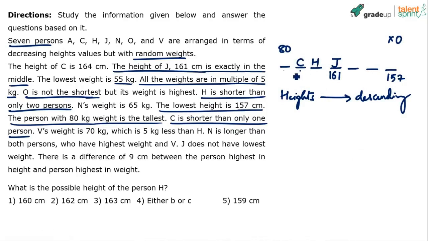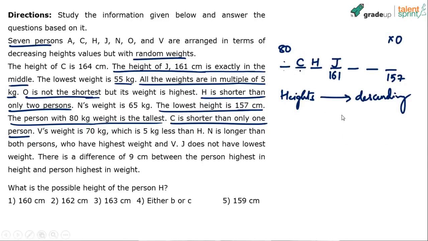Now it becomes, right, C is shorter than only this person. This is the tallest person. C is the second tallest. C is shorter than only one person, the one who comes here. C is not shorter than anybody else. So these are the important points, right? H is shorter than only two persons. C is shorter than only one person.